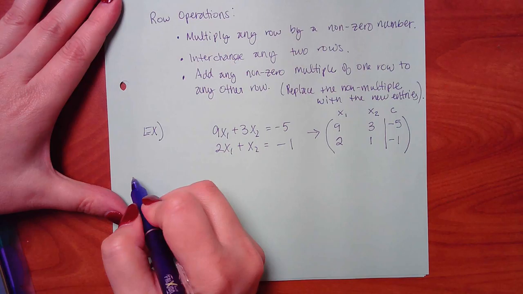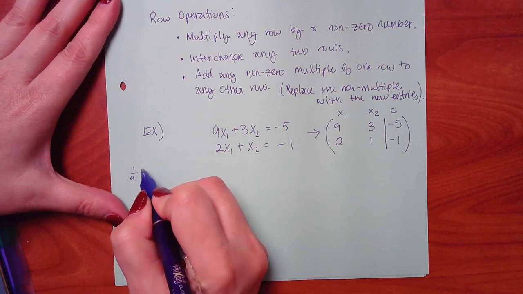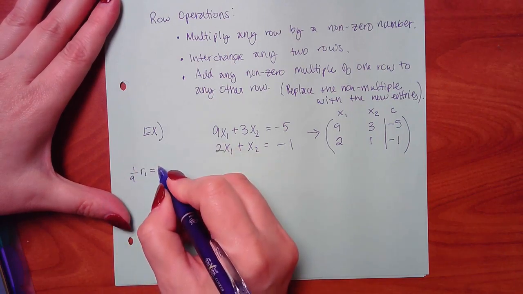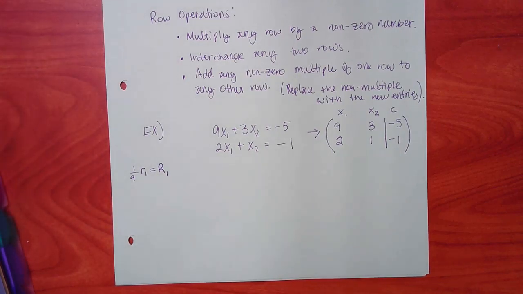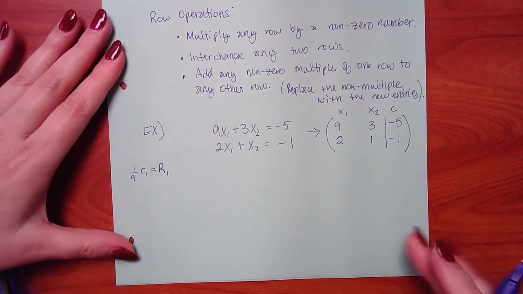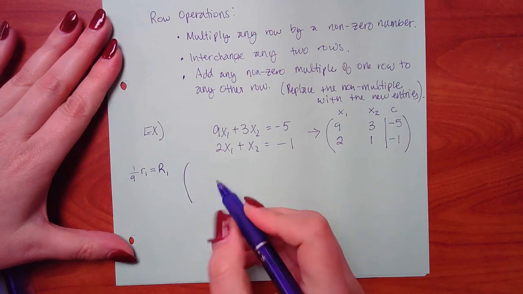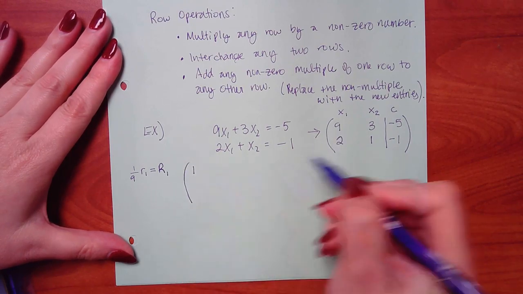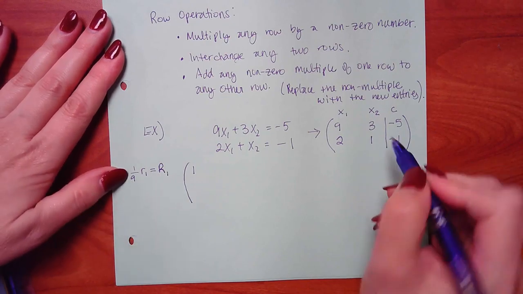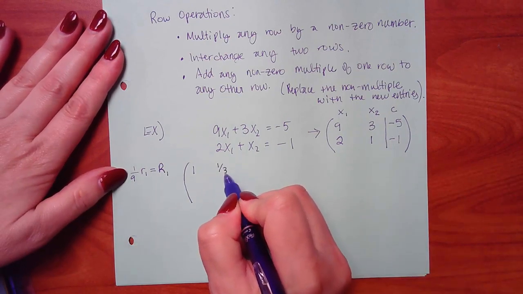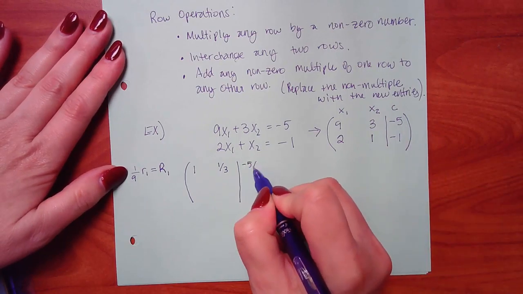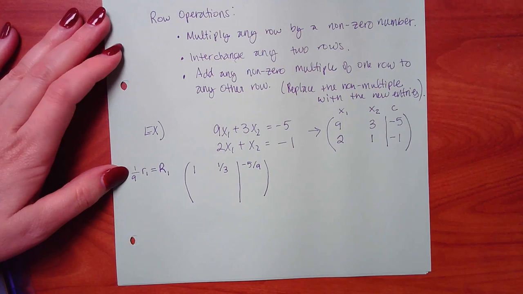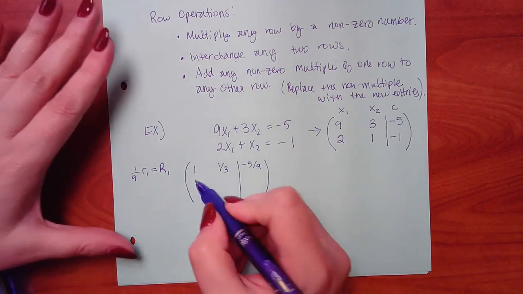1 over 9. So I'm going to do 1 over 9 times row 1, and I use capital R's to tell you myself which one I'm going to replace. Since I'm doing this to row 1, that's the only thing I can replace. So 1/9 of 9 is 1. 3 times 1/9 reduces to 1/3, and negative 5 times 1/9 does not reduce, so I'm still stuck with negative 5/9. The bottom stays exactly the same.